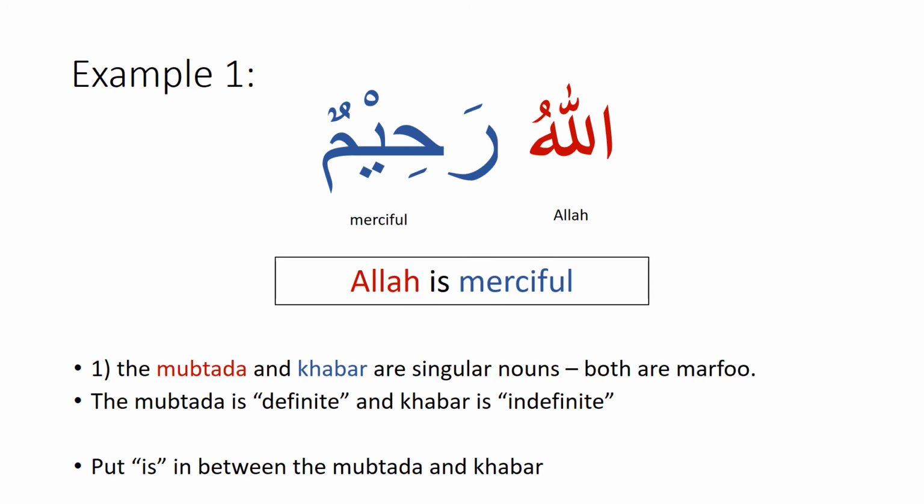Okay, so example number 1, Allahu Rahimun. So if we do a word by word translation, we say Allah, Rahimun, merciful. So the mubtada and the khabar, they are both singular nouns, both of them are marfu'. The mubtada is definite and the khabar is indefinite. So it's really easy. All you have to do is put an is in between the mubtada and the khabar. Allah is merciful. It's a very simple sentence and it's very easy to translate.